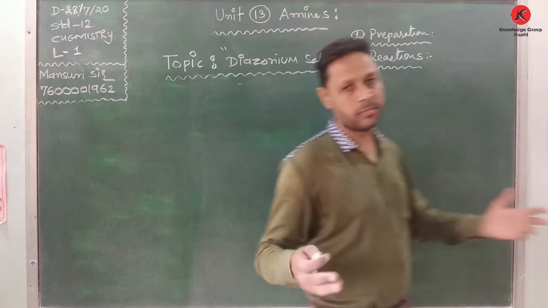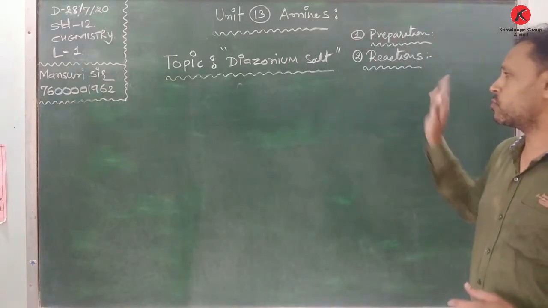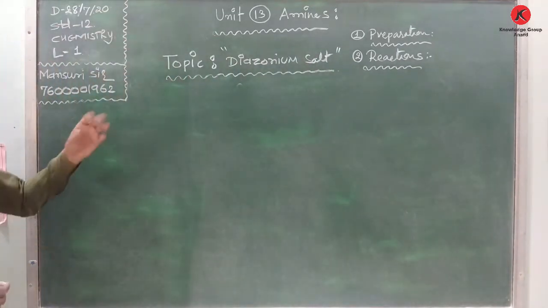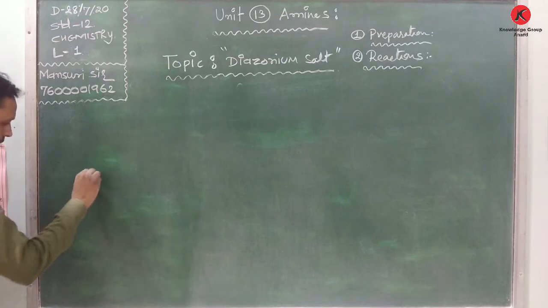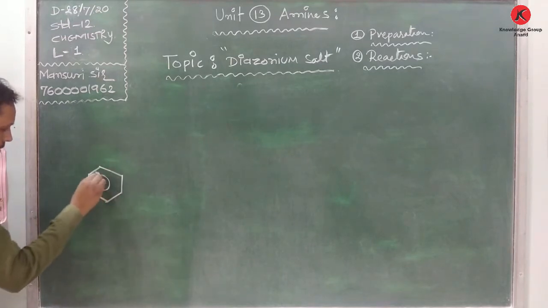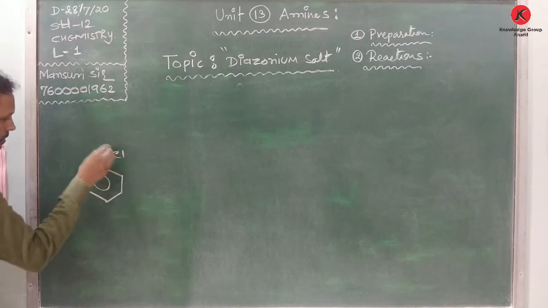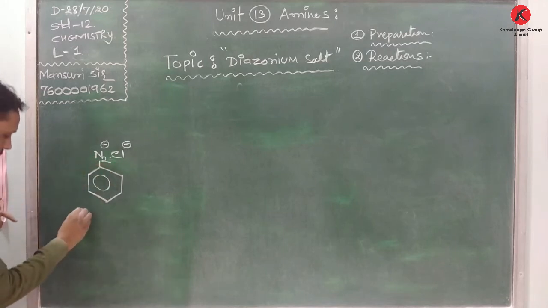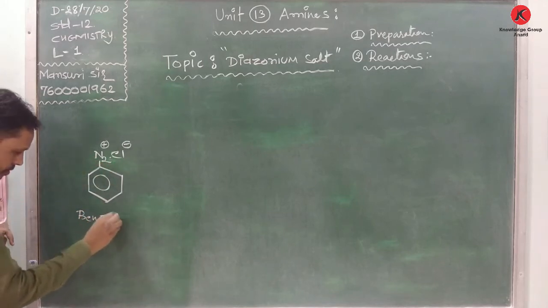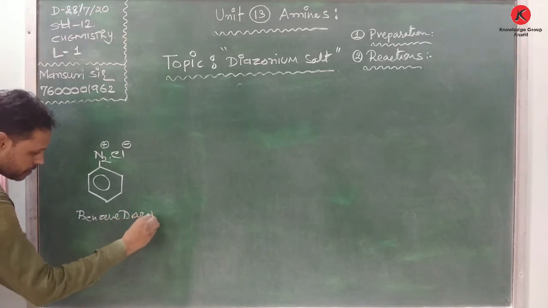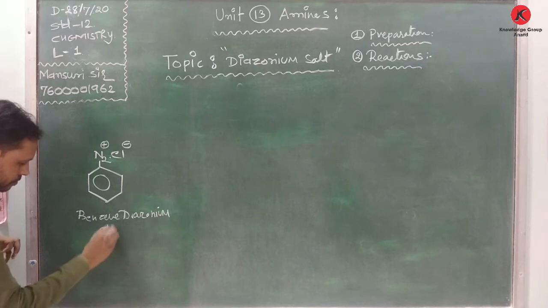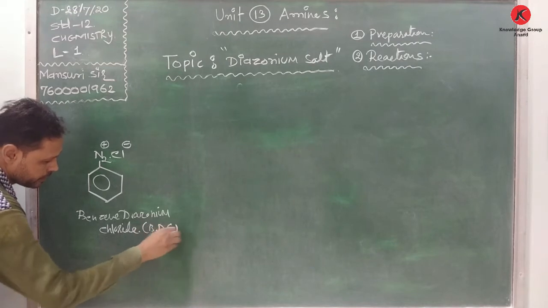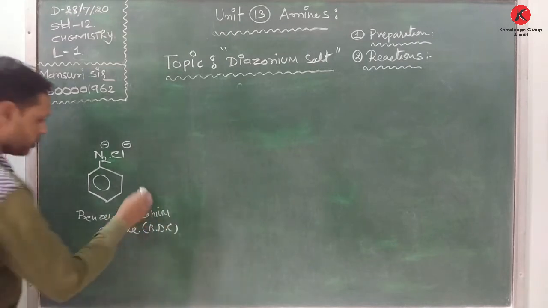Thereafter, we will discuss the reactions of diazonium salt, that means the reactions of benzene diazonium chloride. Here we will take benzene diazonium chloride. That means the benzene ring contains N2Cl. This is my benzene diazonium chloride. In short form, we will take B.D.C.